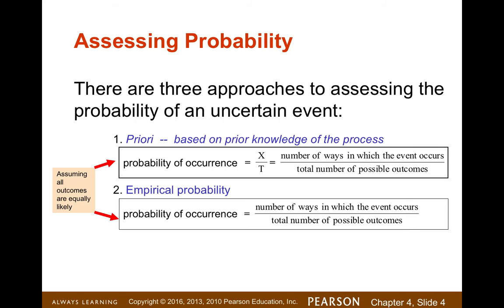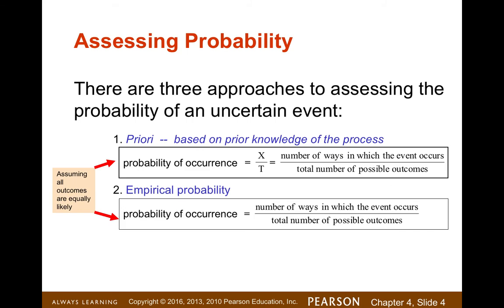Assessing probability, there are 2 approaches. Priori, based on prior knowledge. I'll give you an example in just a second. The probability is easy to calculate. You just take the number of ways that something can happen over the total number of outcomes.